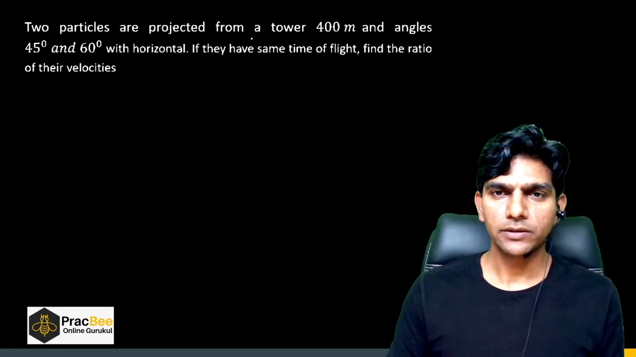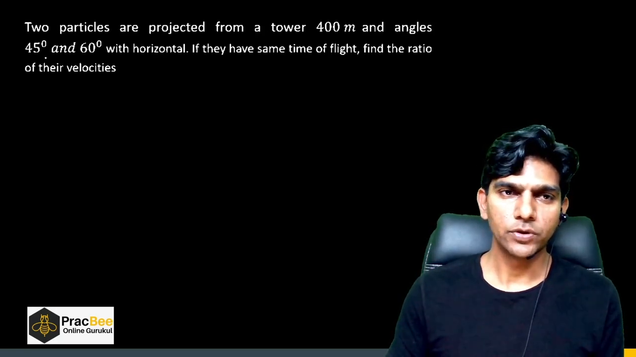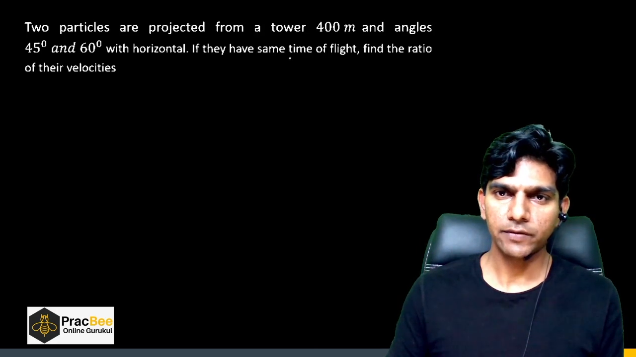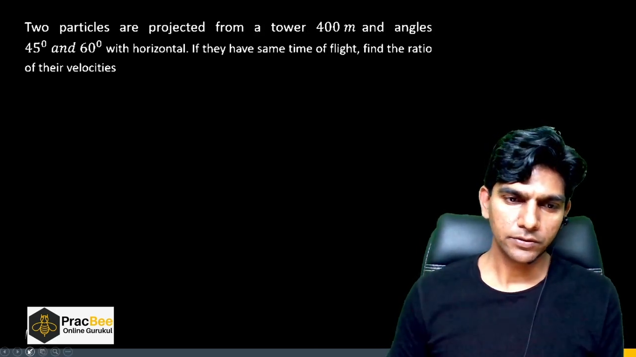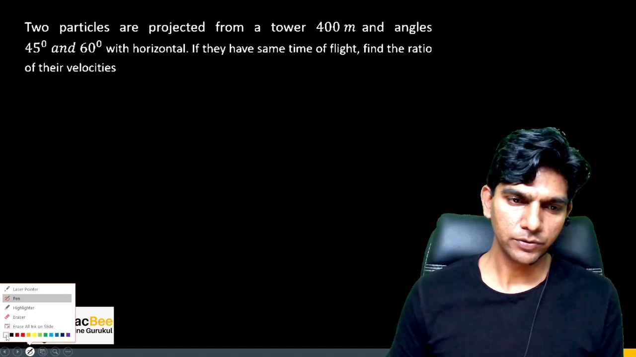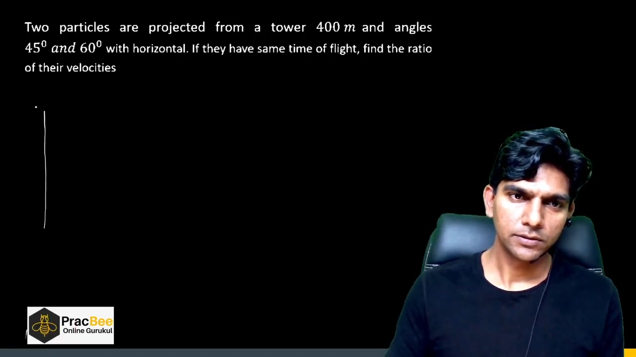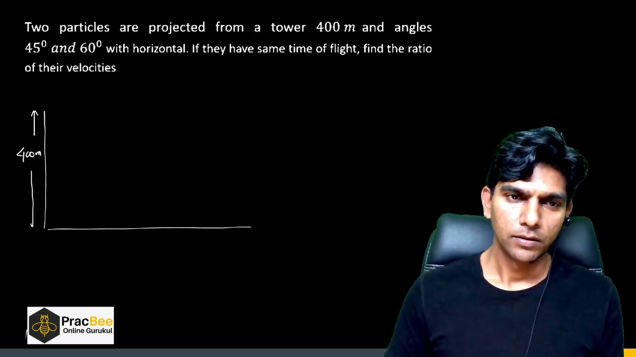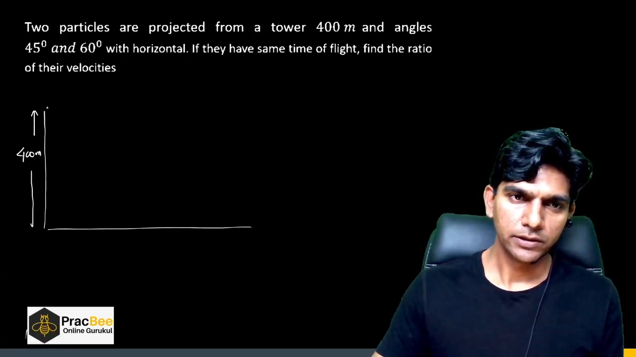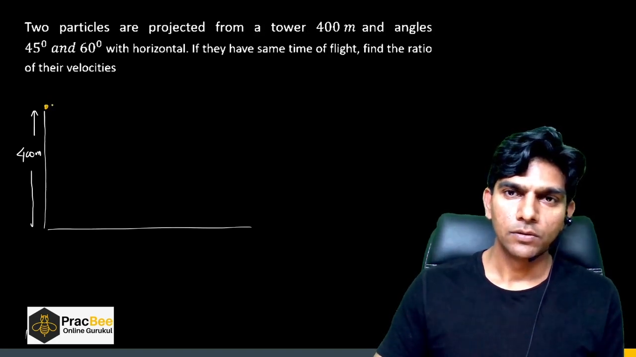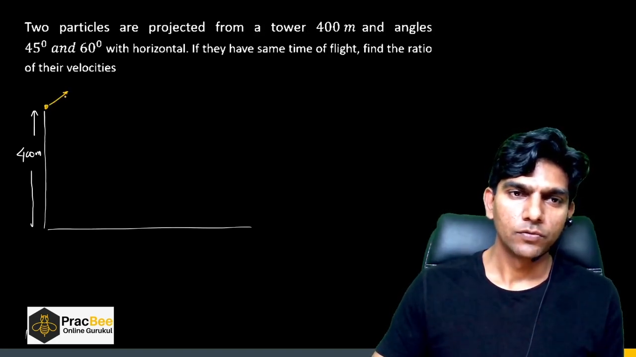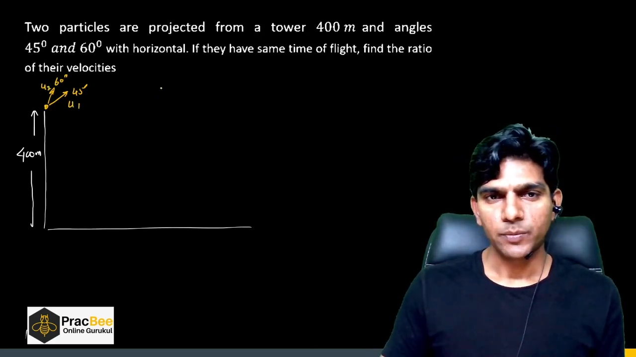Two particles are projected from a tower 400 meter high at angles 45 degree and 60 degree with the horizontal. If they have the same time of flight, find the ratio of their velocities. Okay, let me just show you. So this height is given as 400 meter, and two projectiles are launched at 45 degree and at 60 degree, right? Let us say this is u1 and this is u2. They have same time of flight.